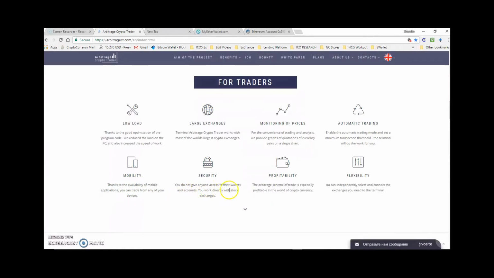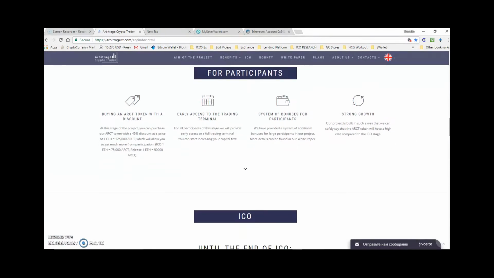We do not give anyone access to your wallet or your accounts. You work directly with stock exchanges. Profitability, the arbitrage scheme of trade is especially profitable in the world of crypto. Flexibility, you can independently select and monitor the exchanges you need for the terminal. Participants buy an ARCT token with a discount, doing ICO, early access to the trading terminal. For all participants at this stage, we will provide early access to a full trading terminal. You can start increasing your capital first.